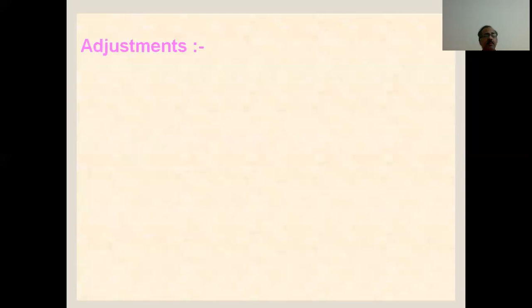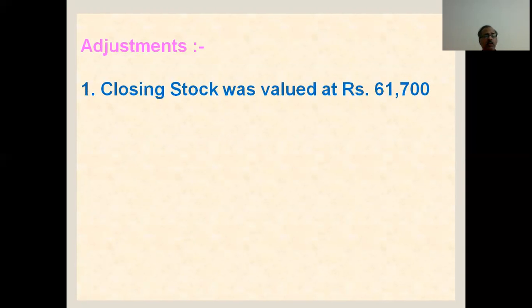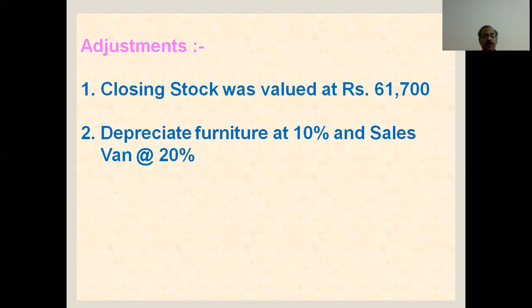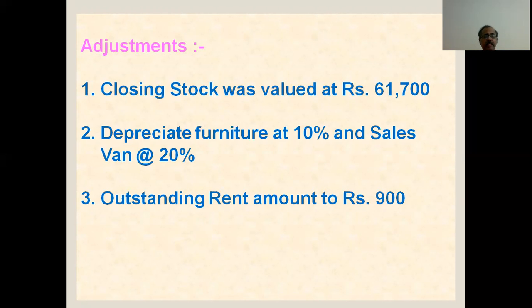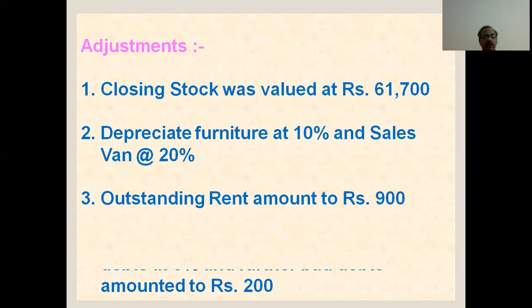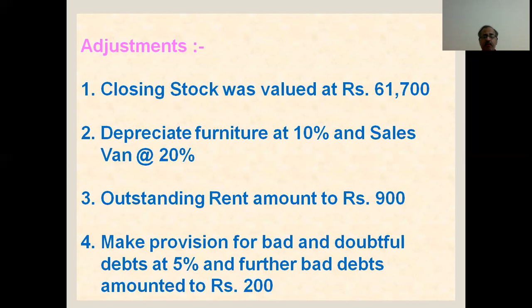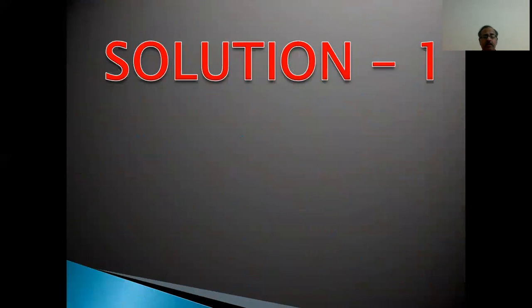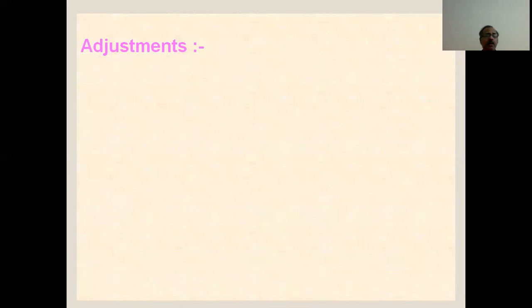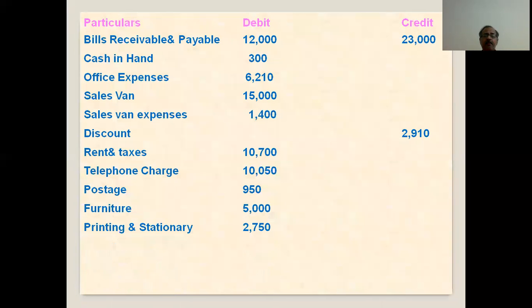Adjustments: first item, closing stock was valued at rupees 61,700. Depreciate furniture at 10% and sales van 20%. Outstanding rent amount to rupees 900. Make provision for doubtful debts at the rate of 5% and further bad debts amounted to rupees 200. So this is the question. So we are required to prepare trading and profit and loss account and balance sheet.